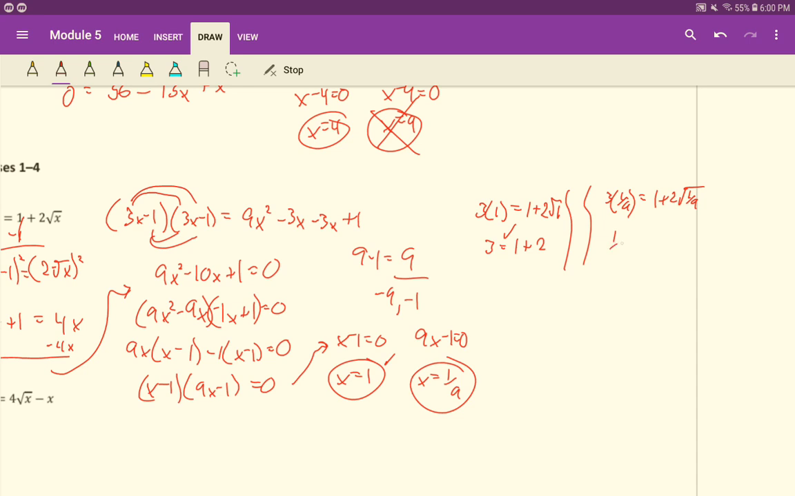Okay, let's try the 1/9. 3 times 1/9 is 1/3. 1 plus, let's see here, root 1/9 is 1/3, so it'll be 2 times 1/3. So it'll be 1 plus 2 times 1/3, that's not going to equal 1/3, so this one is no good.